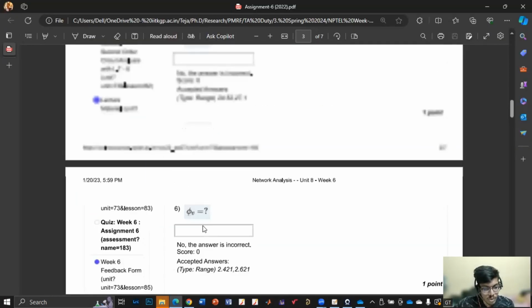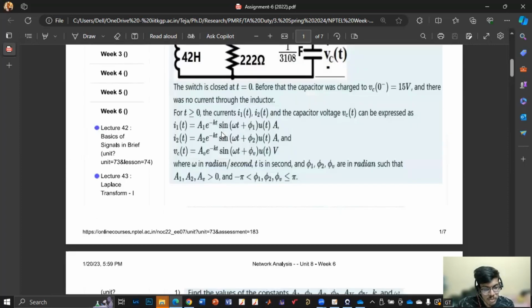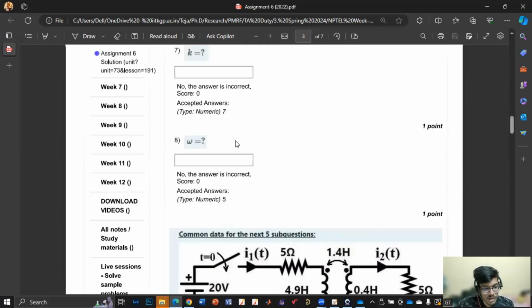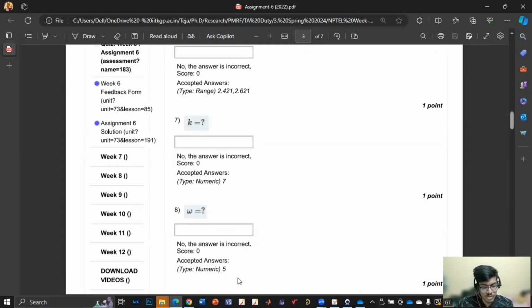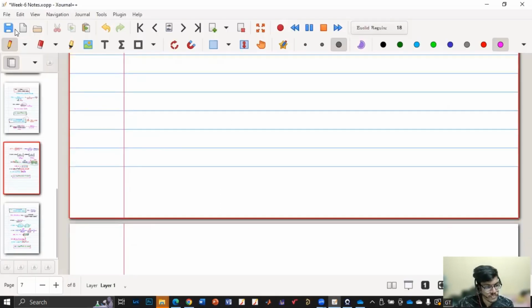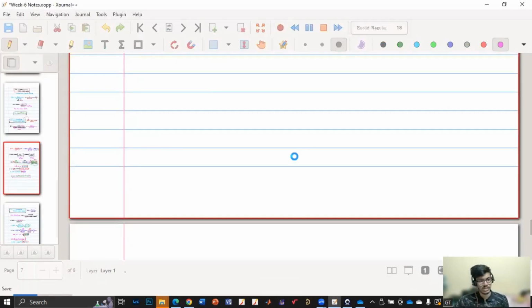What is K? What is omega? K is the exponential term, e to the power 7t, and omega is 5. So K is 7, omega is 5. So it is matching and all our calculations are right.